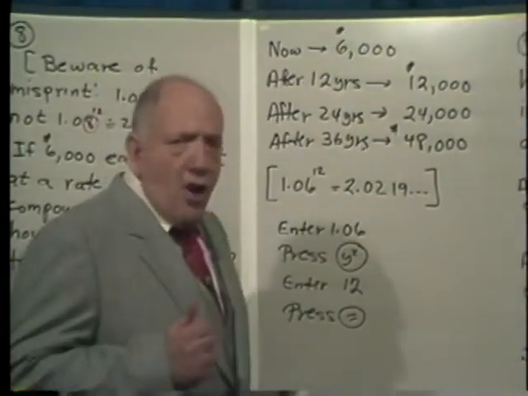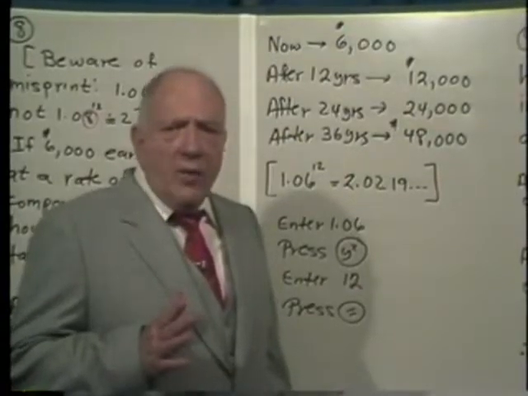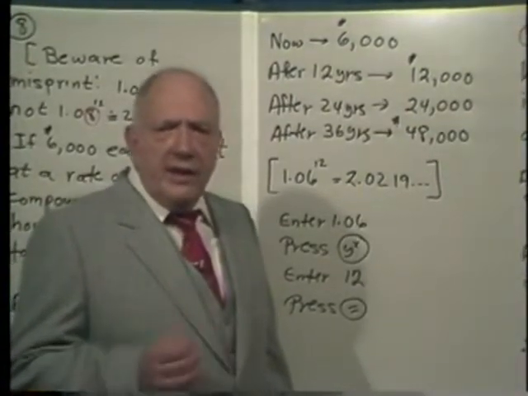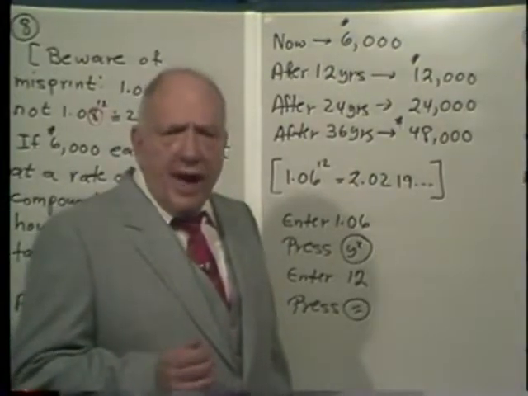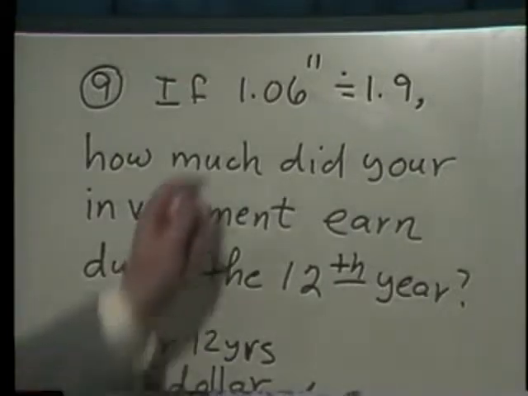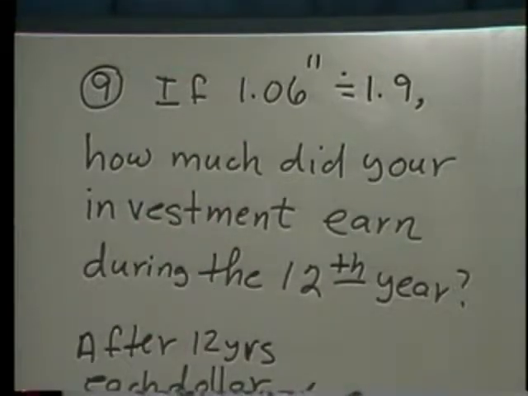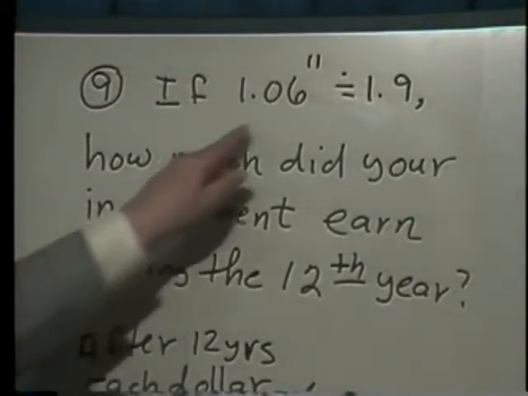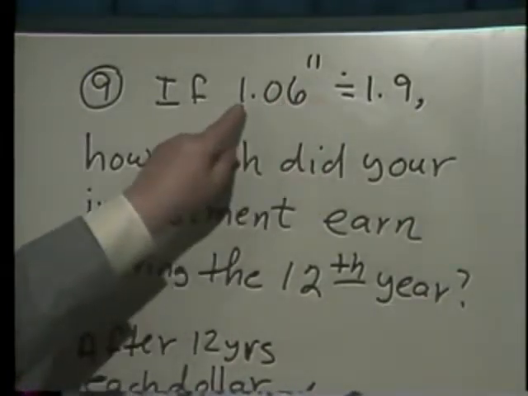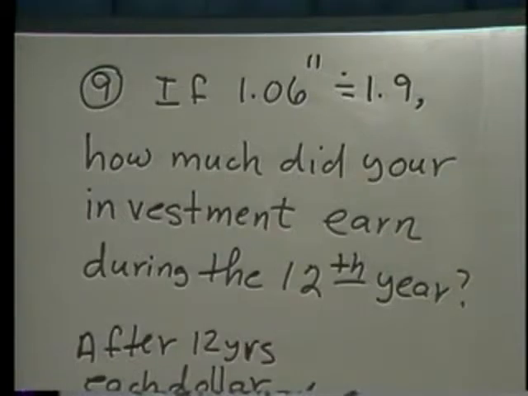Now, to show you how fast the money is growing, what the advantage of compound interest is, problem number 9 was just a silly little thing to try to show you exactly what's happening. In problem number 9, it says if 1.06 to the 11th power is approximately 1.9. And what does that mean in plain English? It means that after 11 years, $1, if it's been invested at 6% interest compounded annually, is worth $1.90. That's what that says in plain English.